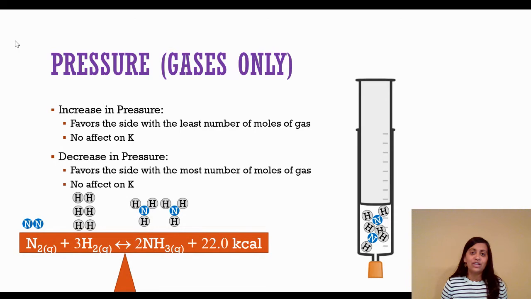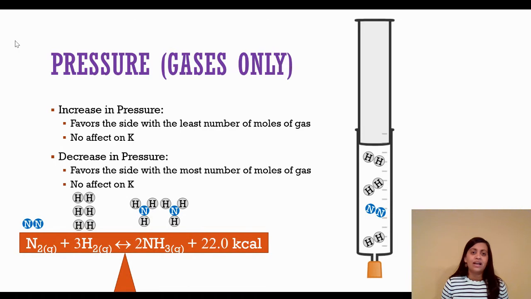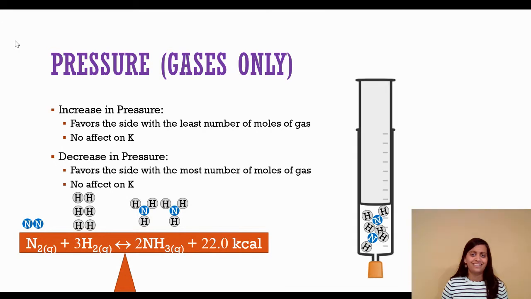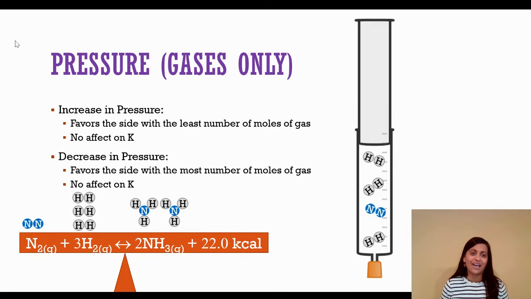So when we increase the pressure, we decrease the volume, and that's what this looks like. We see that we can favor this. If we increase the pressure, decrease the volume, we favor the side with the least number of moles of gases. If we decrease the pressure, we increase the volume, we favor the side that has the most number of moles of gases. So again, make sure we have this part of it here.